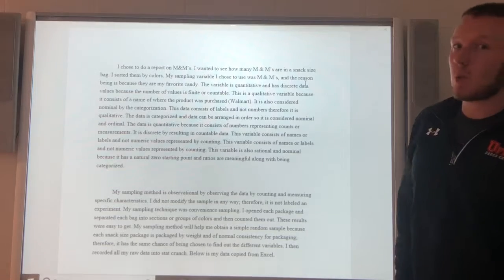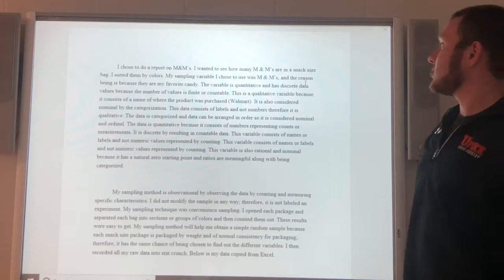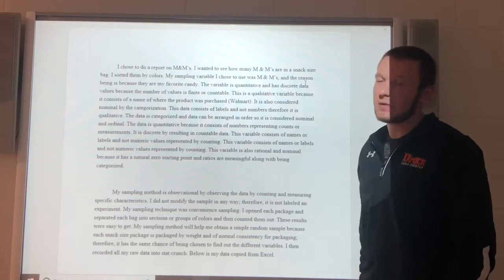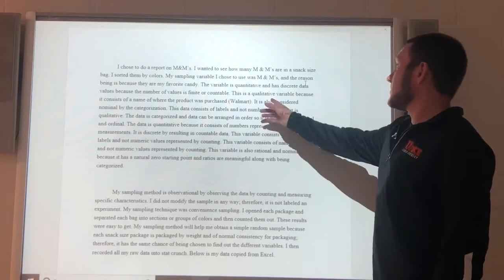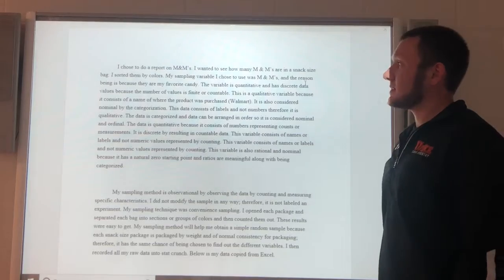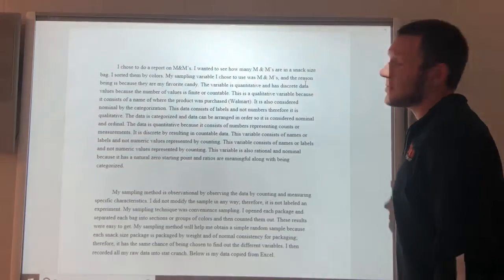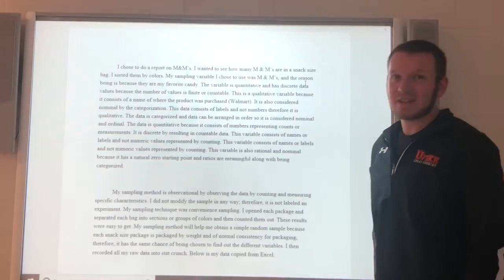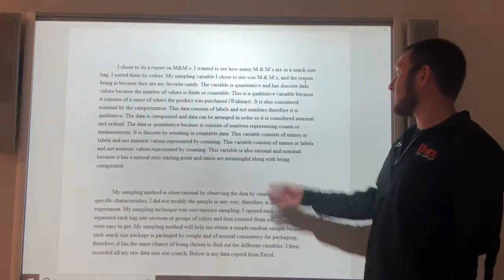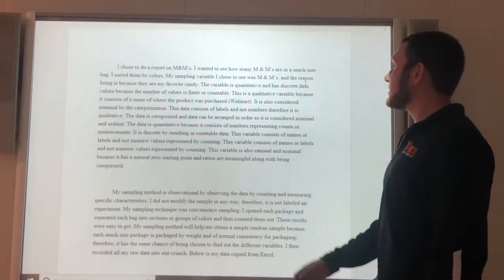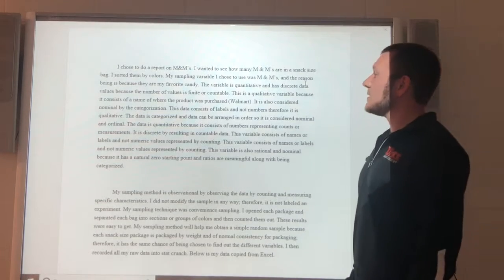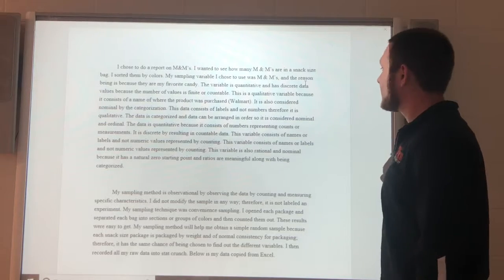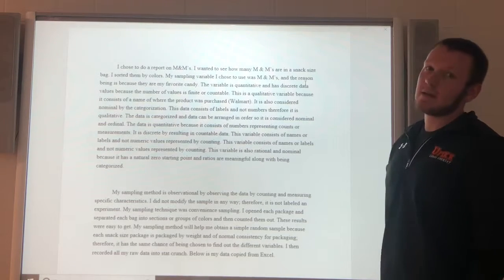The variable is quantitative. It has discrete data values, because the number of values is finite or countable. This is also a qualitative variable because it consists of a name where the product was purchased, which was Walmart. It's also considered nominal by categorization. This data consists of labels and therefore it is qualitative. The data is categorized and the data can be arranged in order, so this is considered nominal and ordinal.